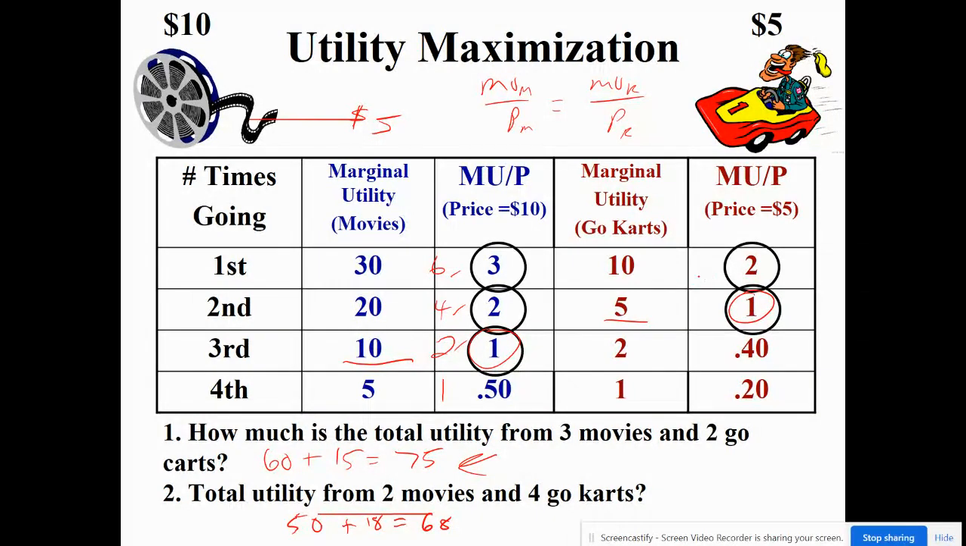Yeah, with just a budget of $40, it kind of limits us. We could go ahead and do this extra movie, but we get greater satisfaction from two here. So we would go to the go-karts. It'd still probably be close to the same then.